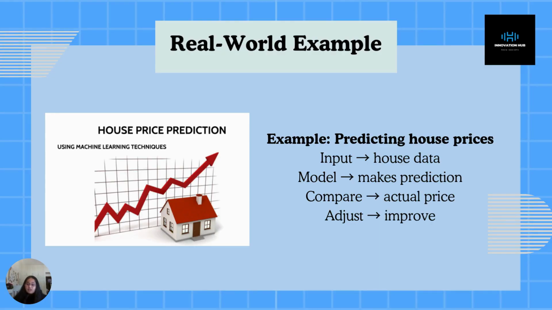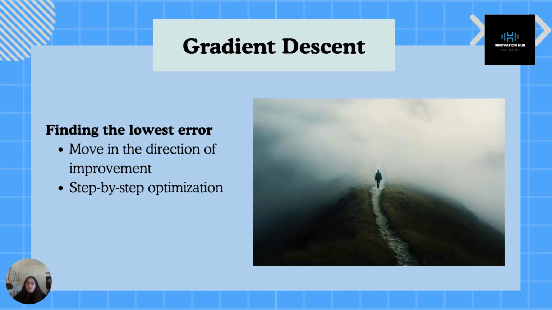Using that error, the model adjusts its parameters slightly and then repeats the process over and over again. And then over time, the predictions become more accurate. This cycle of prediction, evaluation, and adjustment is the core of machine learning. The process used to minimize the cost function is called gradient descent. Gradient descent is an optimization algorithm. An optimization algorithm is a method used to find the best possible solution to a problem. And in this case, the best solution is the set of parameters that minimizes error.